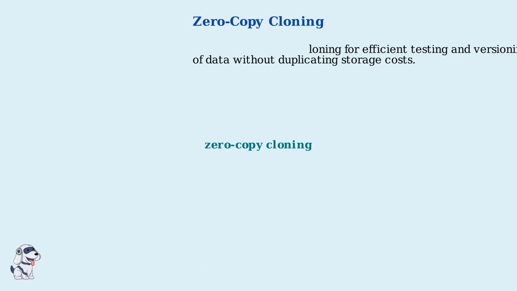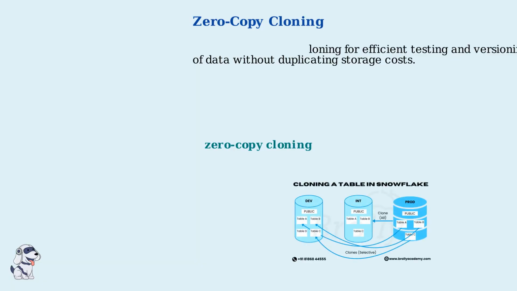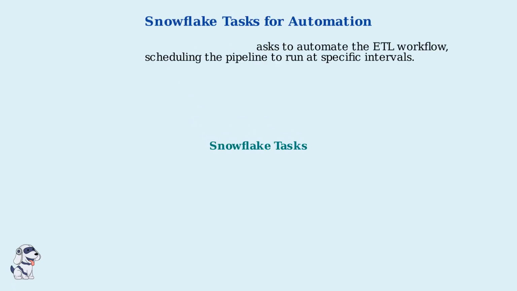We can leverage zero-copy cloning for efficient testing and versioning. This feature creates instant copies of data without duplicating storage, allowing safe experimentation and version control. Also, explore the use of Snowflake tasks to automate the ETL workflow, scheduling the pipeline to run at specific intervals. This ensures regular execution without manual intervention.